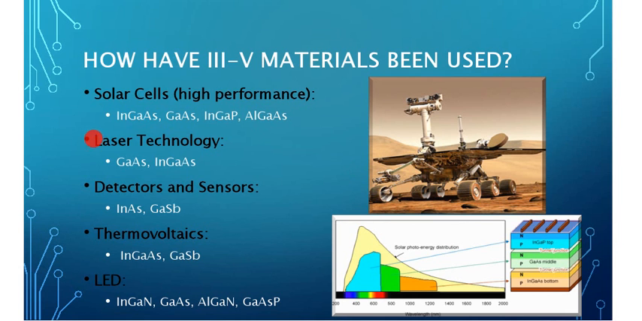In addition to this, you also have laser technology, detectors and sensors, thermovoltaics, and now you have this big wave of LED technology coming with using III-V semiconductors. The main reason why this is so important is because these III-V semiconductors can be formed into tertiary alloys and other types of alloys that you can control band gap, which is very important in LED technology.